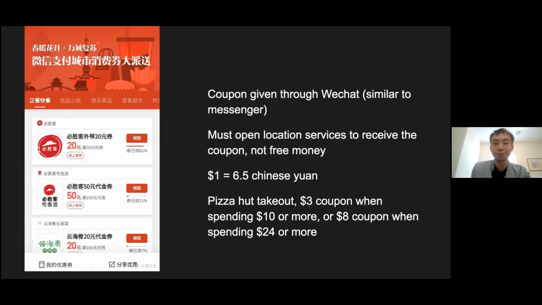So here's an example of the coupon. You go to WeChat, which is like a messenger in the US, where, for example, they have a Pizza Hut coupon. If you spend 10 or more, they'll give you a $3 coupon. If you spend 24 or more, they'll give you an $8 coupon.